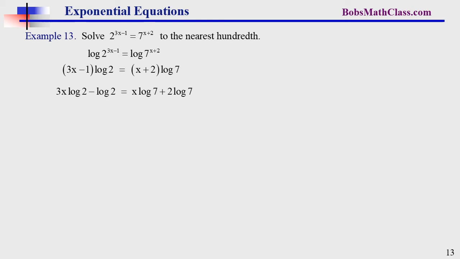Okay, now we're trying to get x by itself, but there's two terms that have an x. So we're going to bring the x terms to the left side. So the 3x log 2 is going to stay there, but the minus log 2 is going to move to the right-hand side. When you move a term from one side to the other, its sign will change. On the right, x log 7, we're going to move that to the left. Right now it's positive, but when you move it to the left side, it'll become negative.